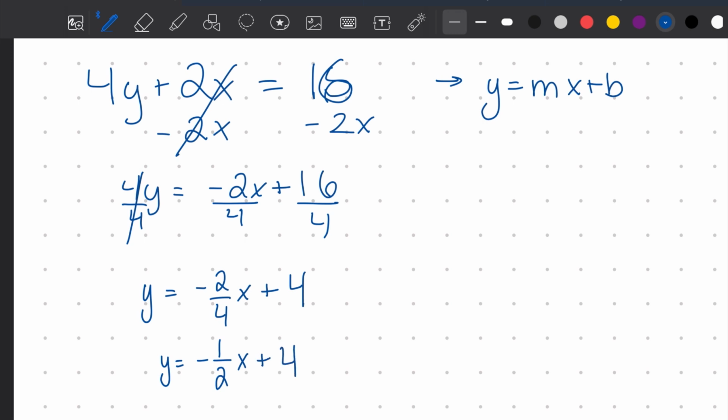And now I have my equation of a line, and I can answer what my slope is, what my y-intercept is, and I can find any point on the graph. Okay? Questions?